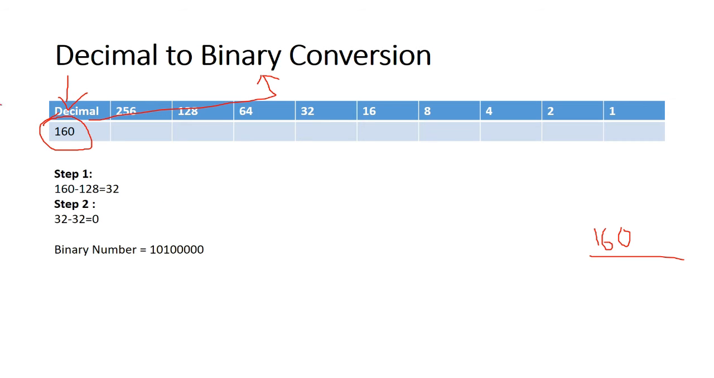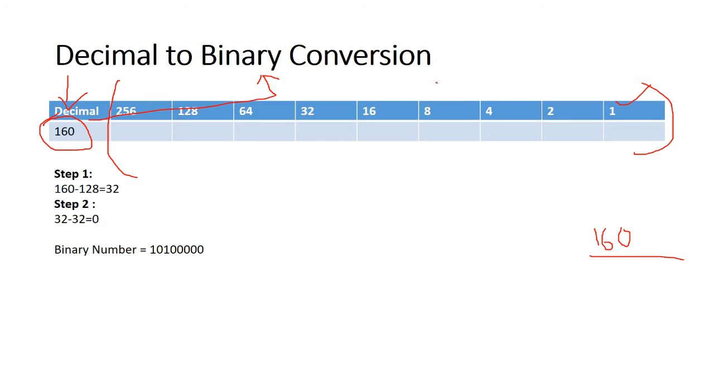So the first step is to build a table like this. How will you construct this table? Observe carefully. The first value that we will have in the top right corner is 1.